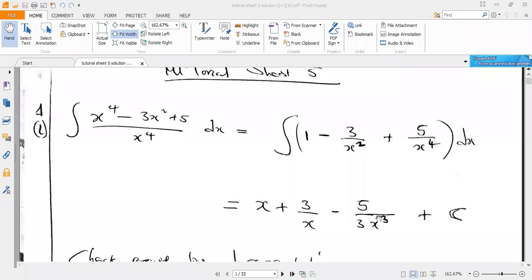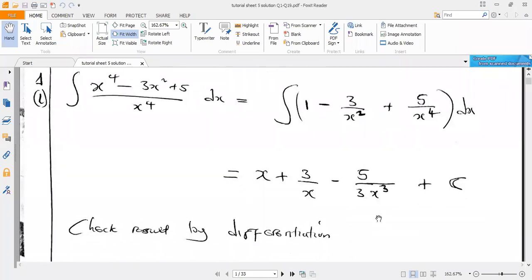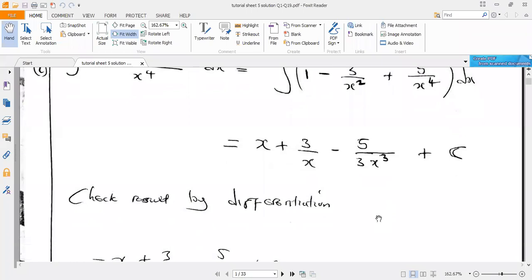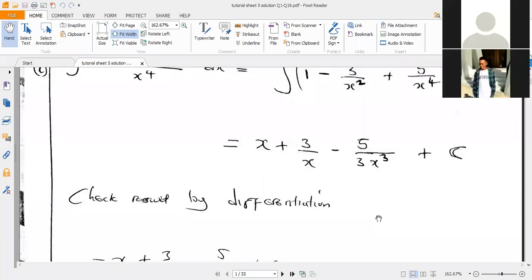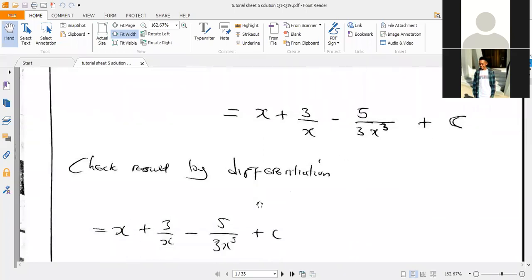But then one would ask, how do we prove that answer? We can check that answer by differentiating it. When we differentiate our answer, it should give us what we had when we were integrating.